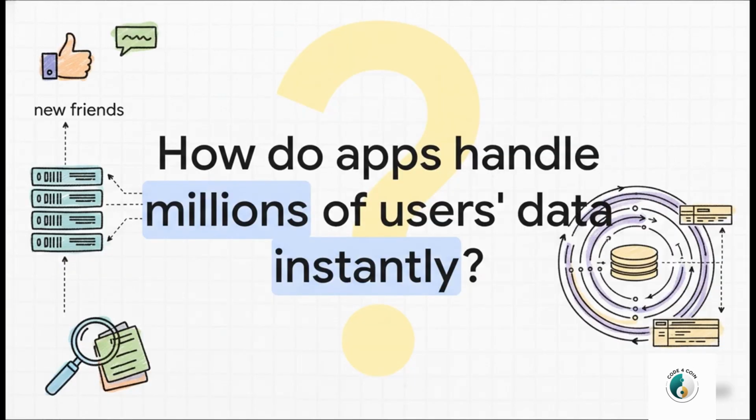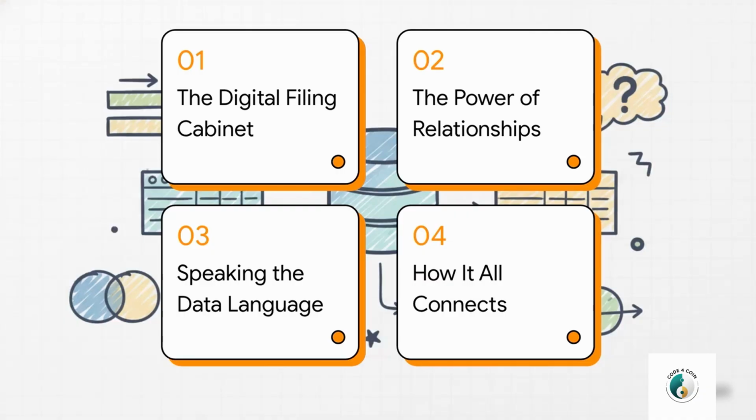Every time you like a photo, send a message, add a friend, all that information gets saved, managed, and brought back in the blink of an eye. How? Well, it's all thanks to a brilliantly organized system, and we're about to pull back the curtain and see exactly how it's done. So here's our game plan.